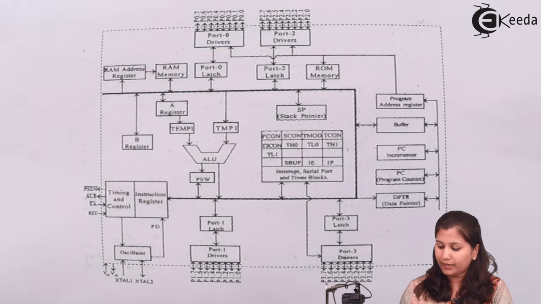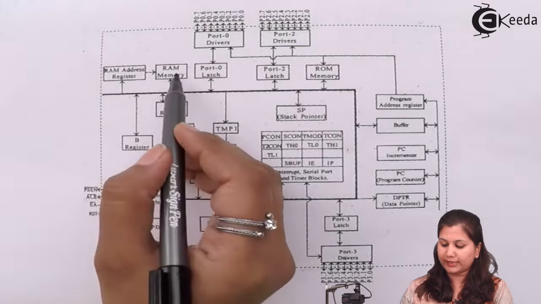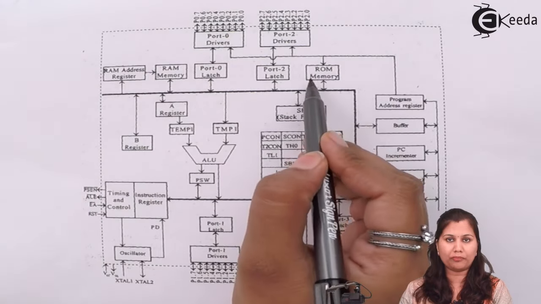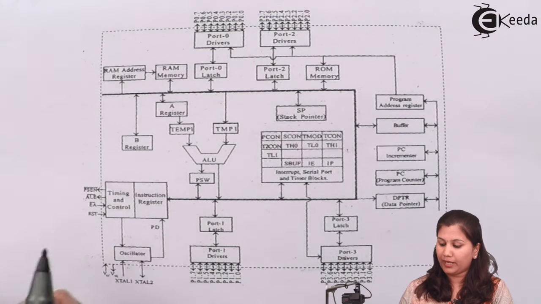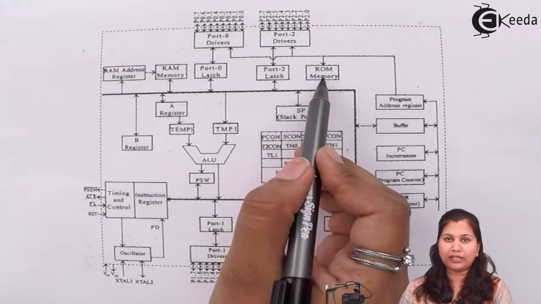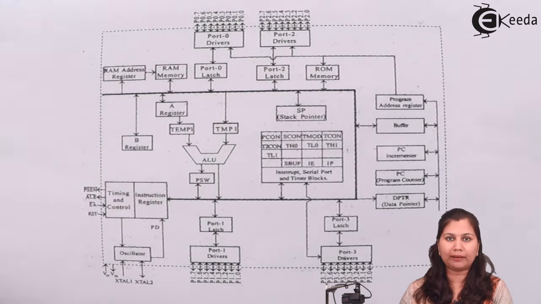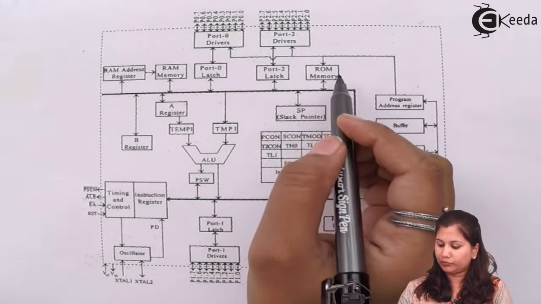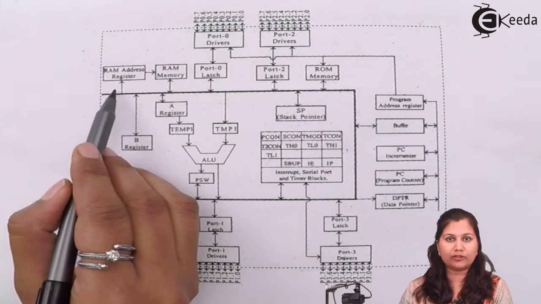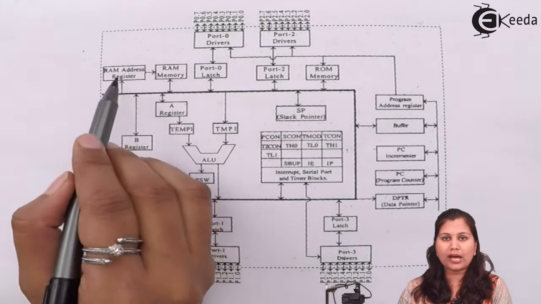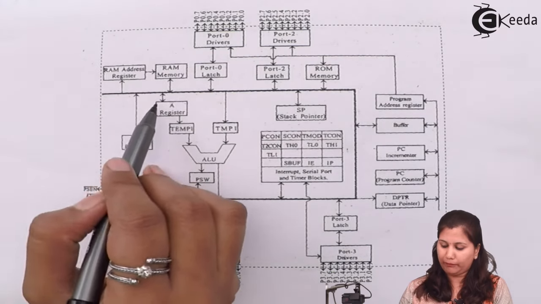Then we have different registers here. Memory is also there. This is the RAM memory and this is the ROM memory, that is random access memory and read-only memory. For read-only memory, we don't have any addressing because we can only read that memory. No data can be written over it, so there is no address register for it. But for RAM memory, we have the address register. We can read or write the data or the program code into this RAM memory.